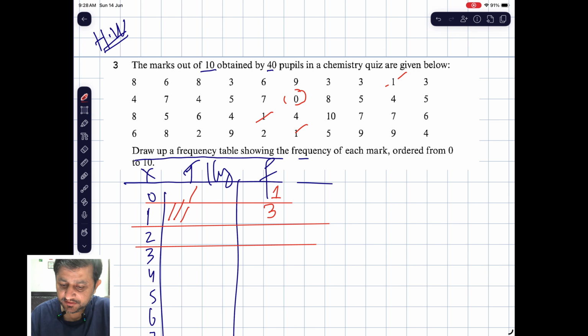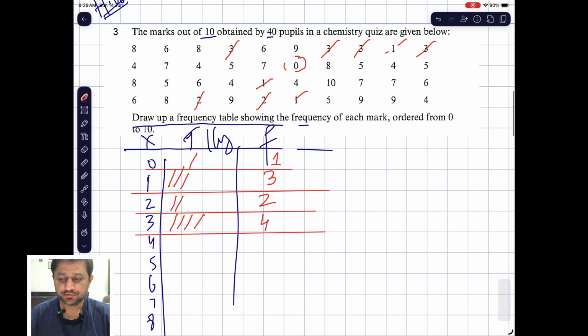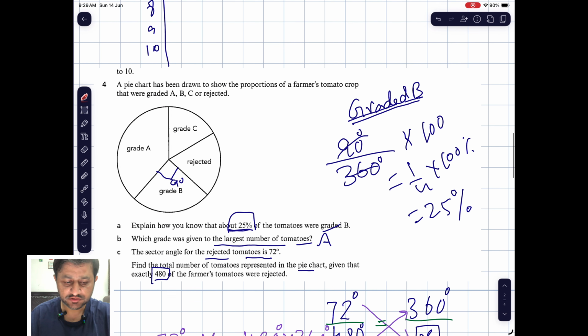So using cross multiplication for 72 degrees, you have 480 rejected ones, and the total is 360 degrees. So use cross multiplication to find the total tomatoes. So these are the total tomatoes, whereas 480 were rejected. We are given the rejected number, we are not given the total, but the use of mathematics will give you the missing, unknown number. This is the beauty of mathematics, actually, which provides you the missing values using cross multiplication here.